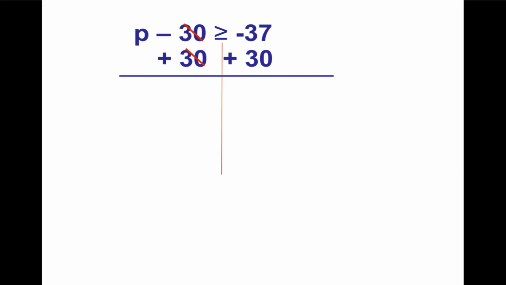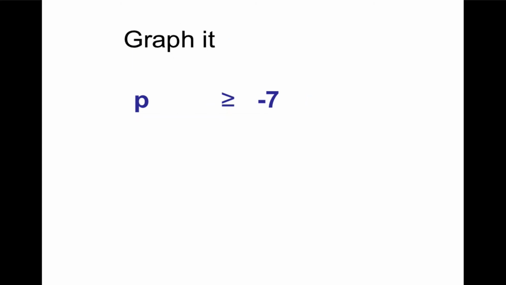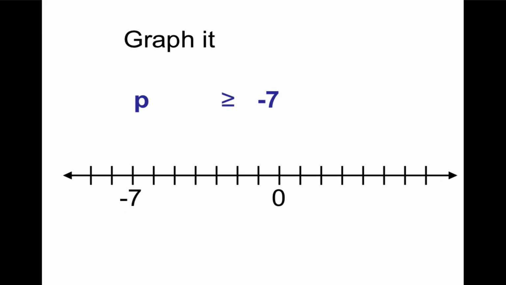On the right-hand side, we have negative 37, positive 30. Different sign, subtract, take the sign of the larger. So P is greater than or equal to negative 7 is our solution. And we just want to graph that. So we draw the number line and label 0 and negative 7.